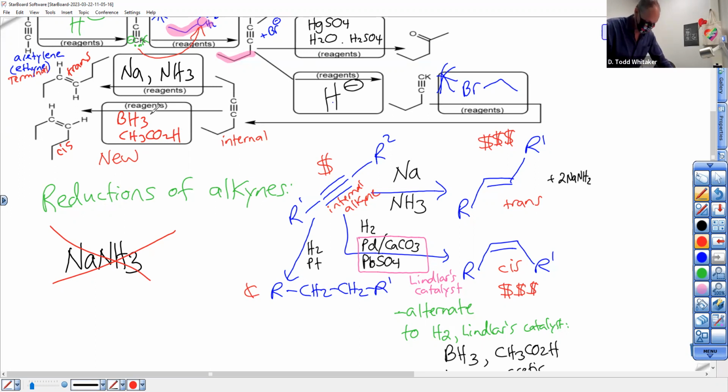Okay. That's the end of that story. You don't really need the reductions of alkynes notes as part of your activity. And we're going to jump right to the next activity anyway, okay?